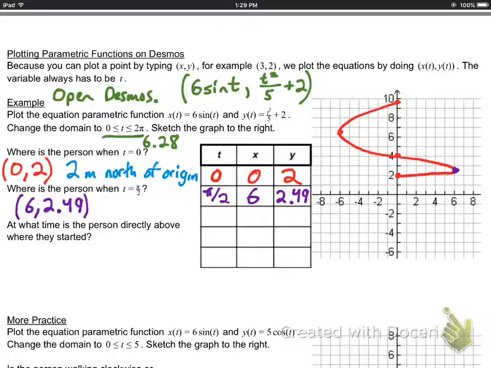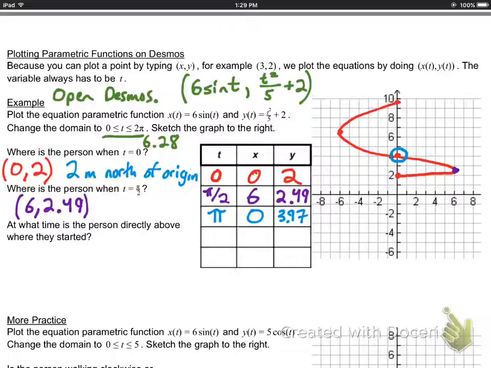Yeah. So last question, at what time is the person directly above where they started? That's this location here. Well, you can imagine if the x value is 0 for that, that next time is going to be pi because sine of pi is 0. And sure enough, if you type in pi and plug it into these two equations, you get 0, 3.97.